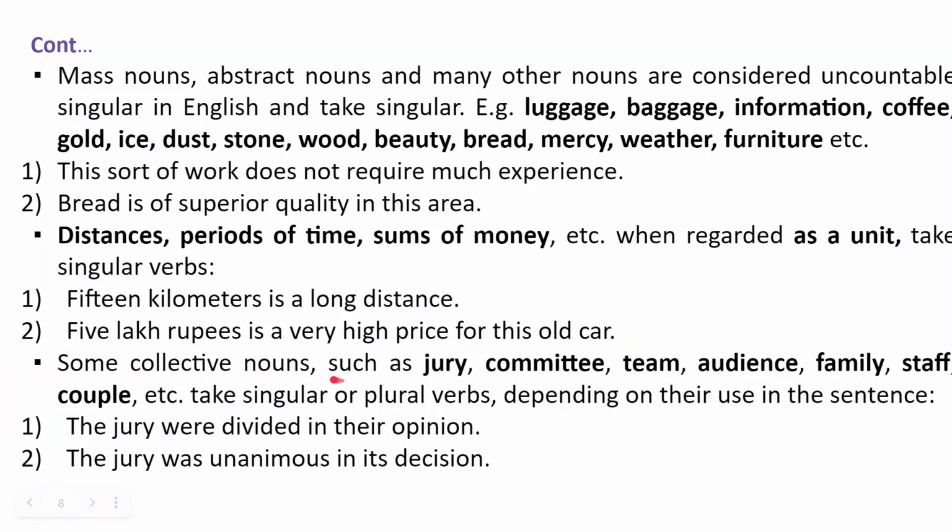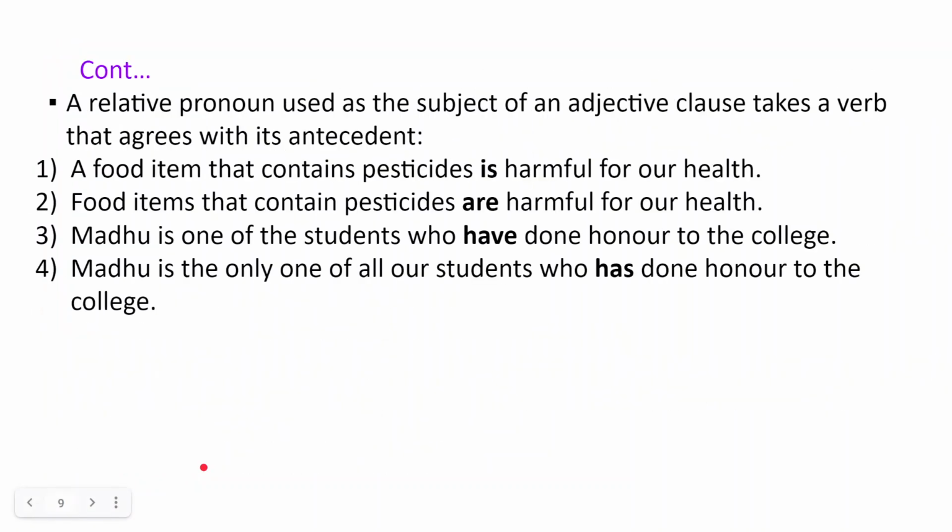Some collective nouns such as jury, committee, team, audience, family, staff, couple, etc. take a singular or plural verb depending on their use in the sentence. Let's see the example. The jury were divided in their opinion. Jury here is used for a group of members having different opinions, so that's why we have used a plural verb here. In the next sentence, the jury was. Here it was used as a singular subject, so a singular verb is used here.